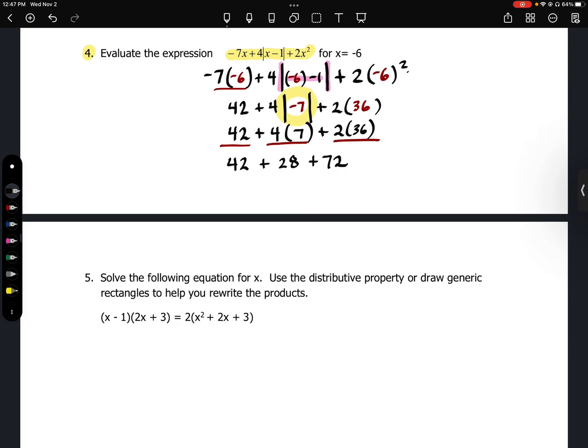Now we'll add, we'll look at the first 2 terms here. We've got 42 and 28 should give us 70. And 70 plus 72 is going to equal 142. That should be our answer. But please make sure that you take your time and you try to go a step at a time to make sure that you don't make mistakes. That is number 4 from the Chapter 3 closure packet.